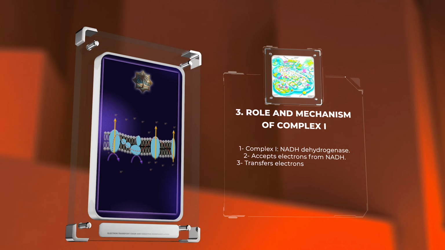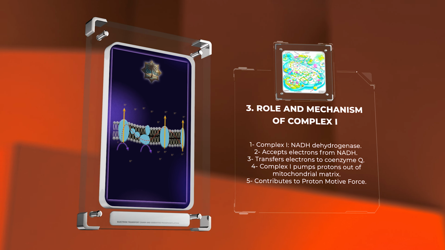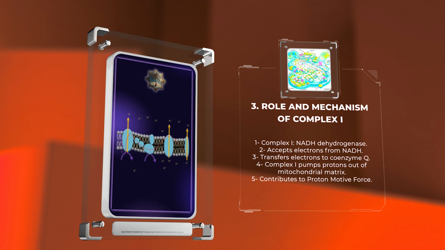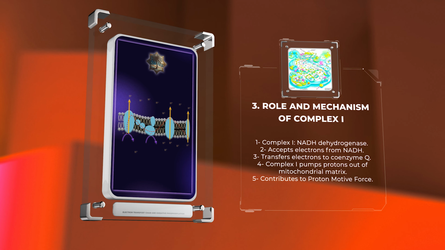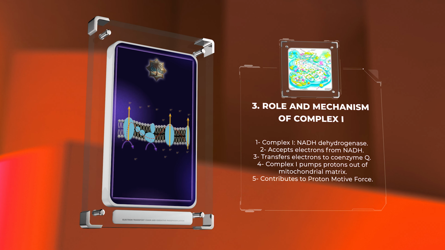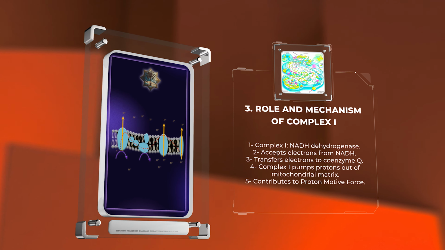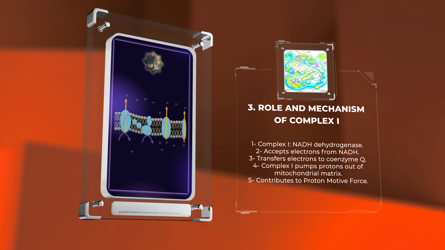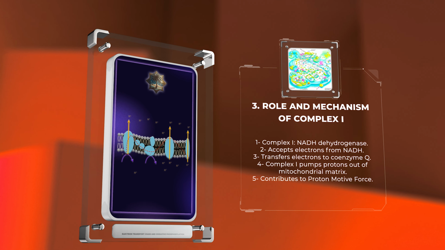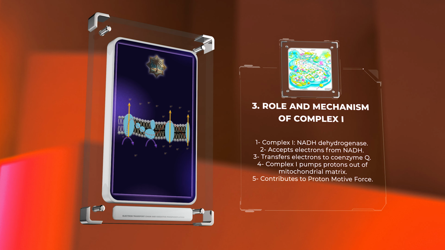Complex I, also known as NADH dehydrogenase, is the initial entry point of electrons into the ETC. It accepts electrons from NADH, which is generated during glycolysis, the citric acid cycle, and fatty acid oxidation. Complex I transfers the electrons to coenzyme Q, ubiquinone, while simultaneously pumping protons out of the mitochondrial matrix. This proton pumping activity contributes to the establishment of the proton gradient, known as the proton motive force, PMF.